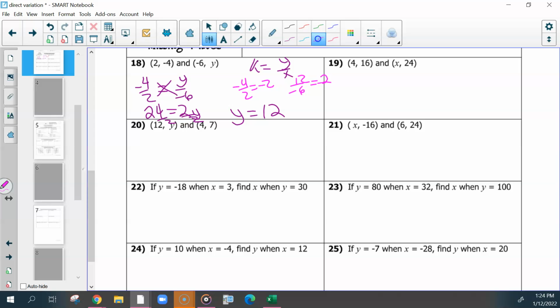Let's do 21. So now for 21, I'm not going to use proportional. I am in a sense, but not the way I just did it. Here, because I don't know this x value, I'm going to leave that alone for a second and focus on this part, 24 over 6, because I know to find k, I do y over x. So 24 over 6 will give me my value of k, and that would tell me that k is 4. I then know my equation would need to be y equals 4x.